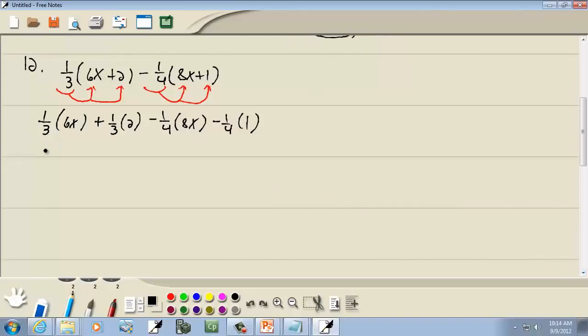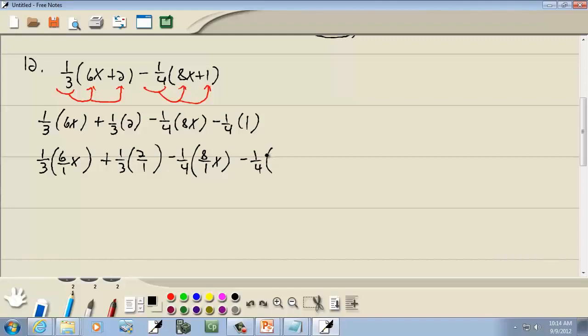A lot of people have trouble with fractions, so let me put this in a little bit more user-friendly form. I'll put this 6 over 1. If you're going to multiply fractions, they both should be fractions. I'll put this as 2 over 1. I'll put this as 8 over 1. Now notice the variable I'm not putting up there, because it really doesn't matter, because we're just going to multiply numbers together. And then 1 over 1.